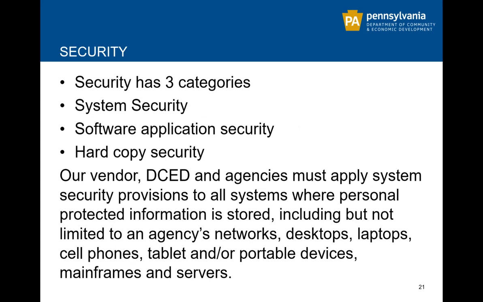Security has three categories: system security, software application security, hard copy security. Our vendor, DCED, and agencies must apply system security provisions to all systems where personal protected information is stored, including but not limited to an agency's networks, desktops, laptops, cell phones, tablets, and/or portable devices, mainframes, and servers.